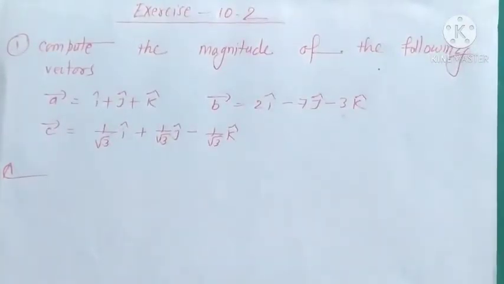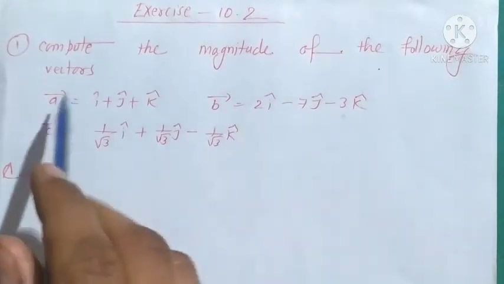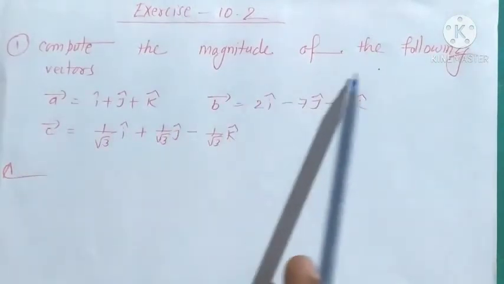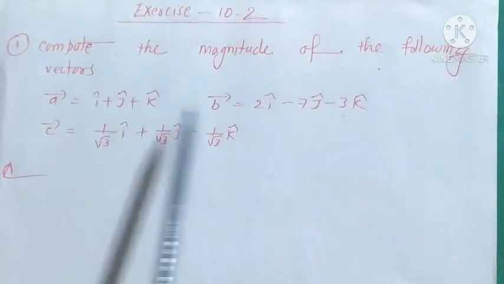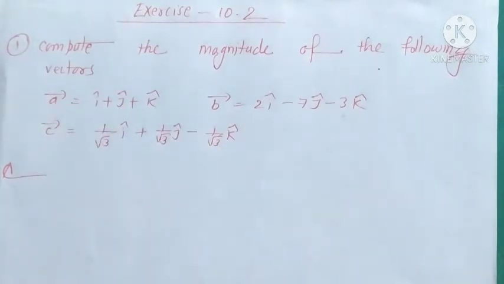So today I am going to discuss exercise problems in the vector algebra chapter. Here is our first problem. Compute the magnitude of the following vectors. There are three vectors given here, and we have to find their magnitude value.